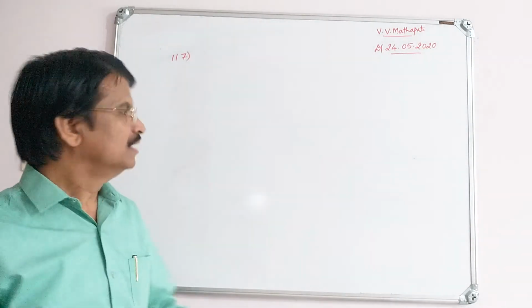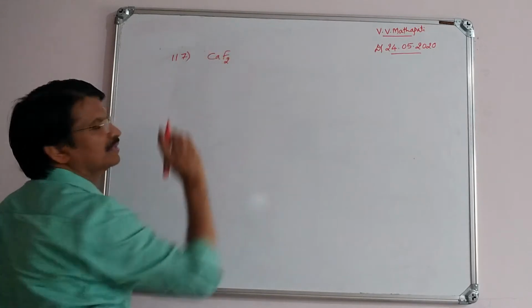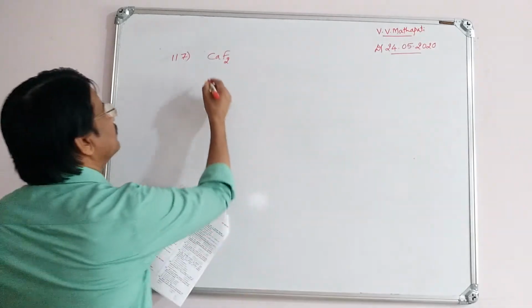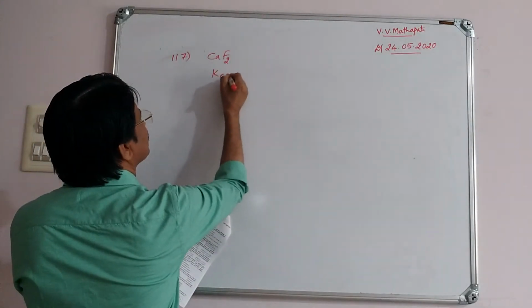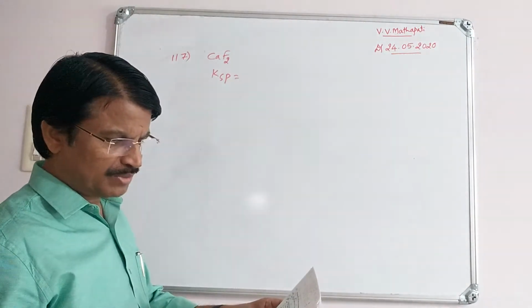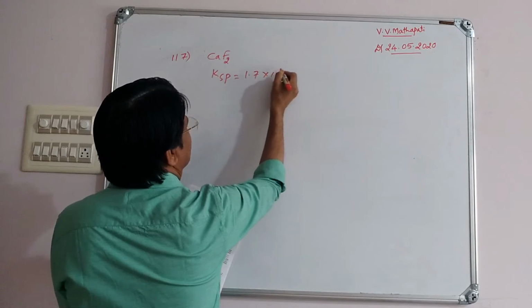Question number 117. Calcium fluoride is given, and its KSP value is 1.7 into 10 raised to minus 10.